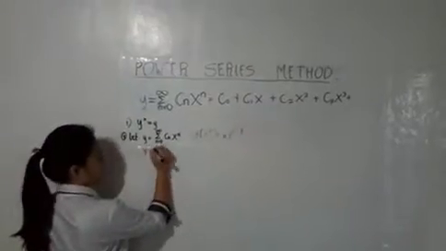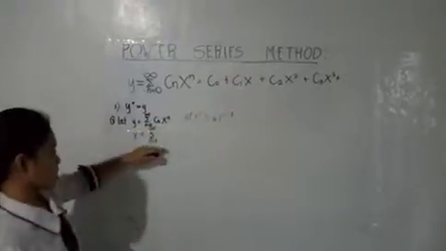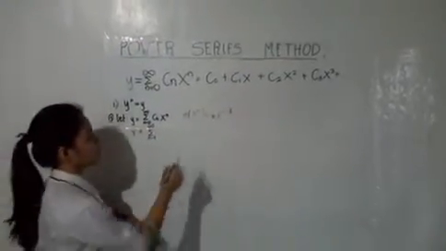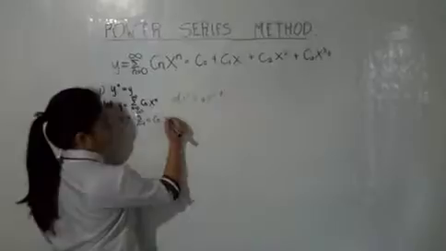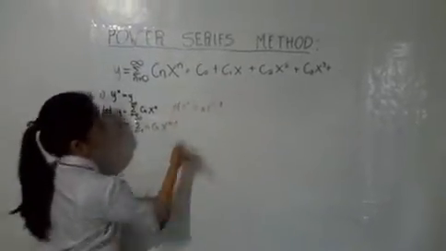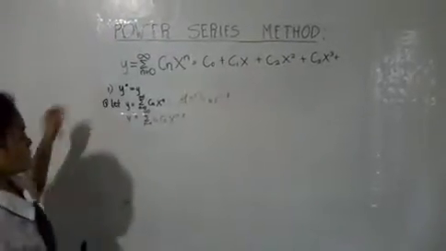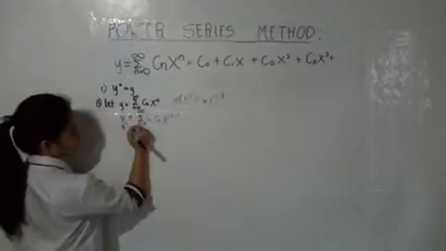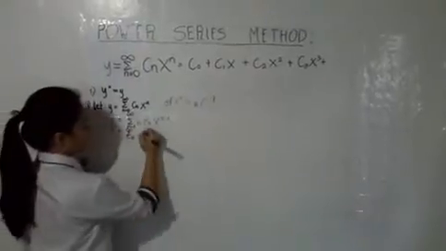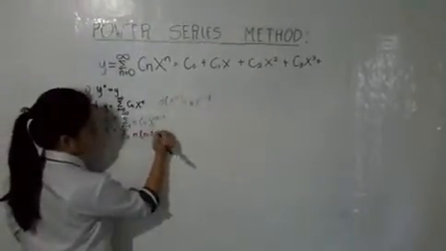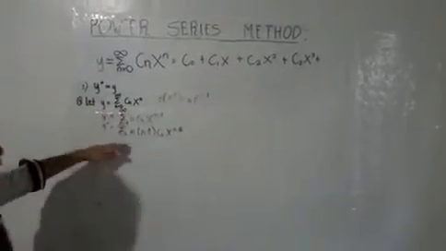We have y prime is equal to the summation of n equals 1. We start with n equals 1 because it is our first derivative. We apply the property: n c_n x raised to n minus 1. This is only our first derivative. Now we get the second derivative. We have y double prime is equal to the summation of n equals 2 to infinity of n times (n minus 1) c sub n x^(n minus 2). Now we have the values.